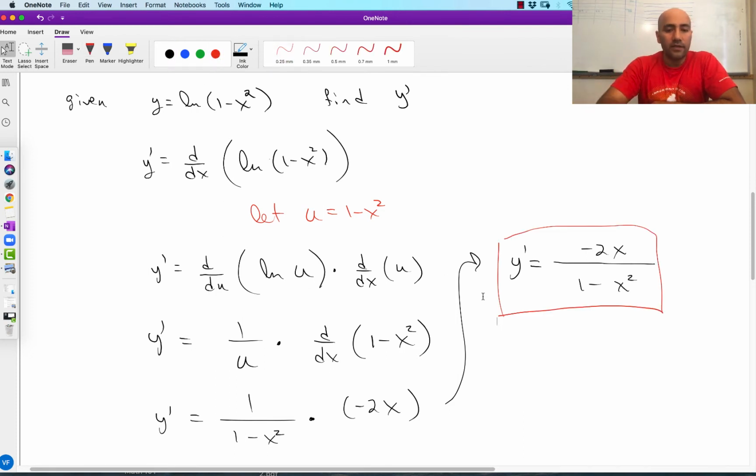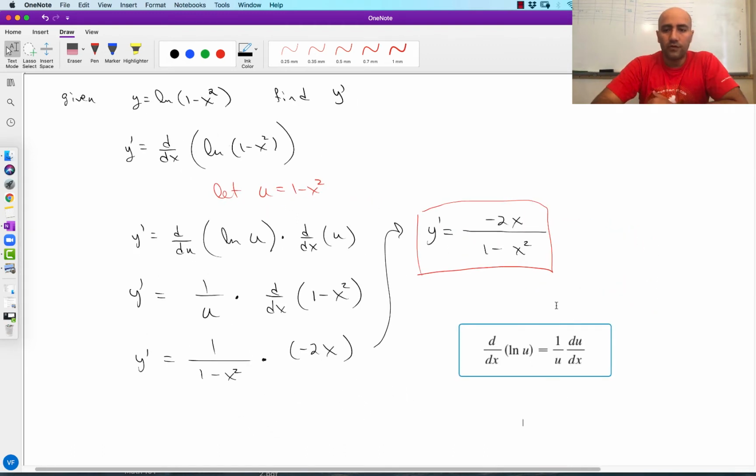Okay, so based on this, we can establish yet another rule involving logs and the chain rule. So here is what your author provides for you. So here's the rule that your author provides for the derivative with respect to x of ln of u equals 1 over u times du dx. Right, that's exactly what we did here.